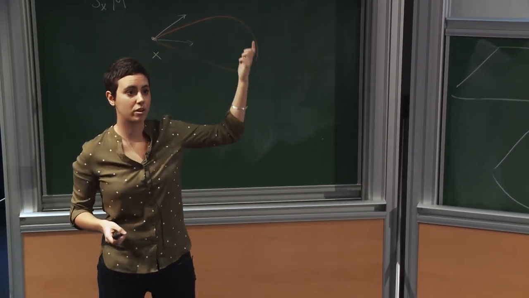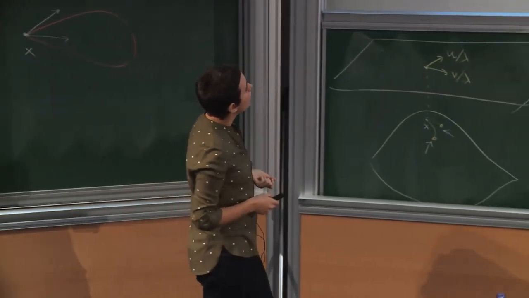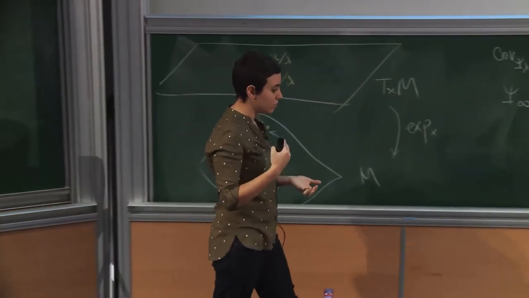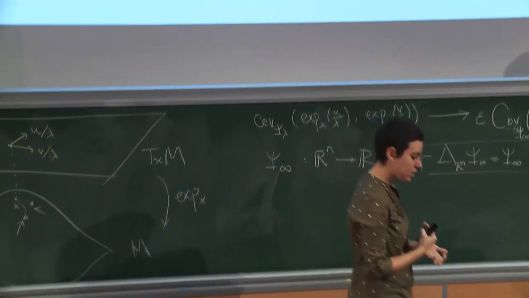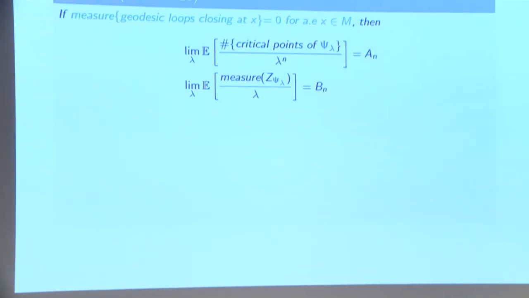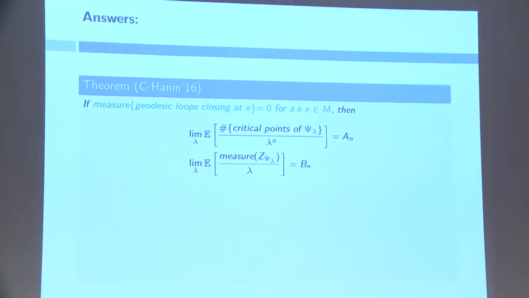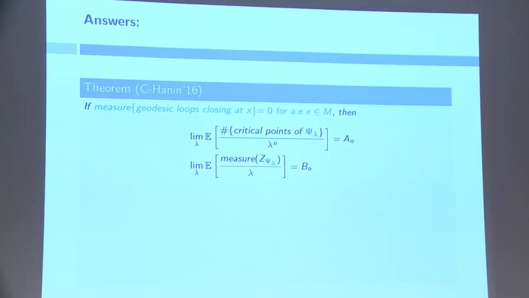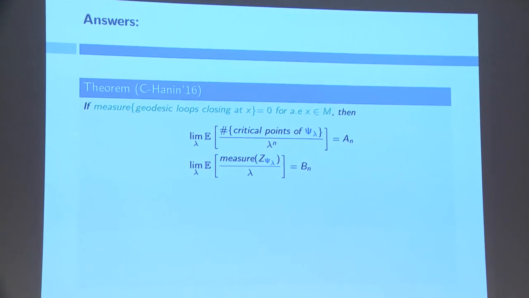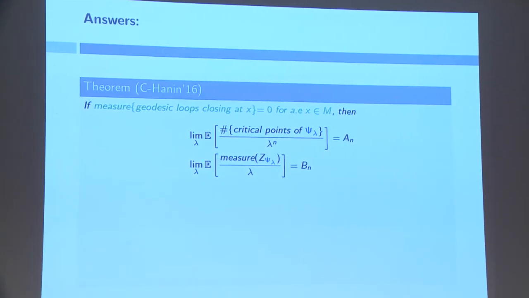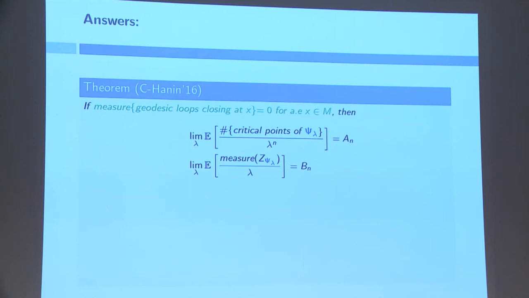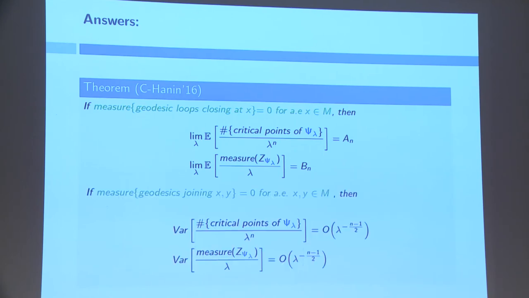What I'll do now is to show you how you can apply this result. So for example, if you try to count the number of critical points or measure the size of a zero set, we can prove that in mean they converge to a constant. These constants, An and Bn, only depend on the dimension. So they are the same for every compact Riemannian manifold of dimension n, as long as you work under the assumption that for almost every point on your manifold, the measure of closed geodesic loops has to be zero. Yeah, that's the assumption.